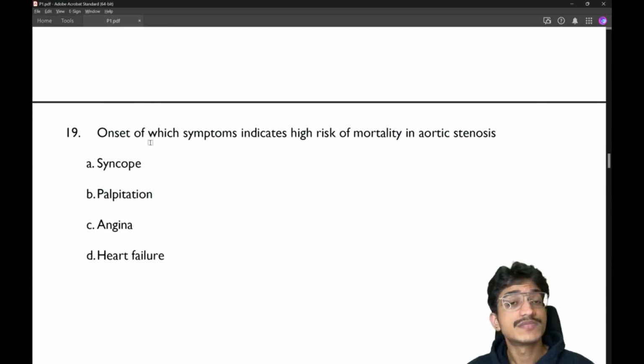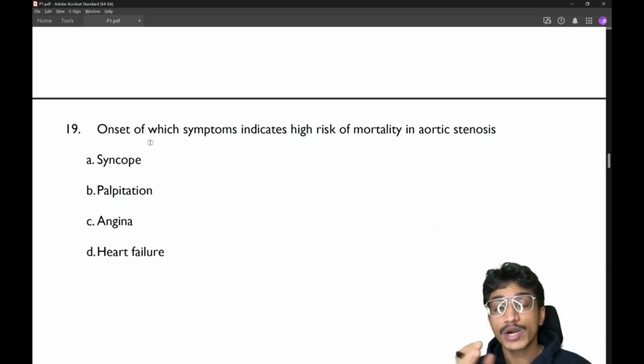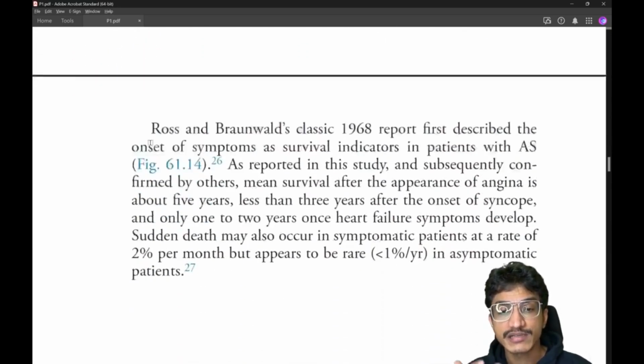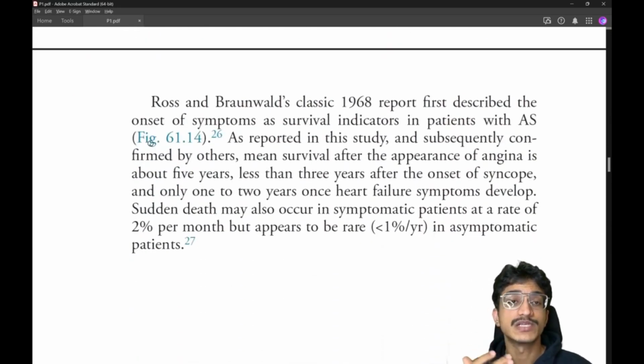Onset of which symptoms indicates high risk of mortality in aortic stenosis? Now, this is a very difficult question, I must agree. What I read is something which I have taken from Sebastian.